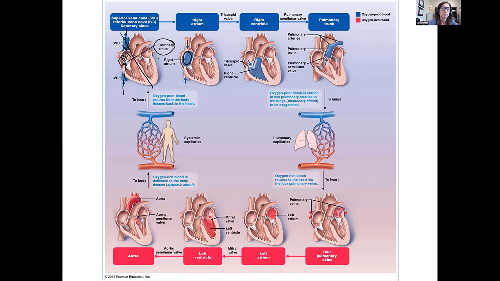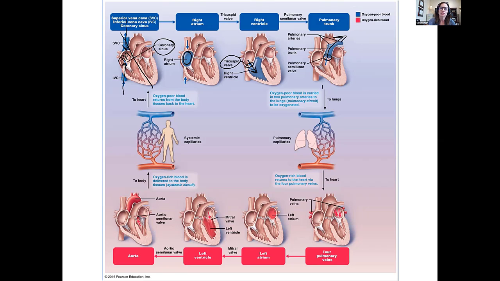From the right atrium, it's going to move through the right AV valve. We also call that the tricuspid valve, and it's going to move down into the right ventricle. The right ventricle is then going to squeeze, and it's going to move through the pulmonary semilunar valve out into the pulmonary artery. Remember, it's an artery because it's carrying blood away from the heart. Remember, pulmonary means lung, so it's going to take the blood out to the lungs.